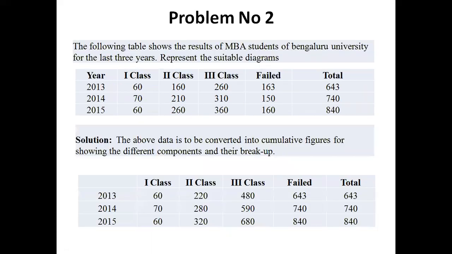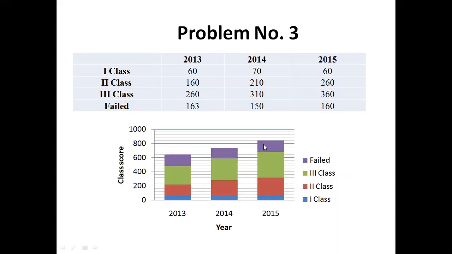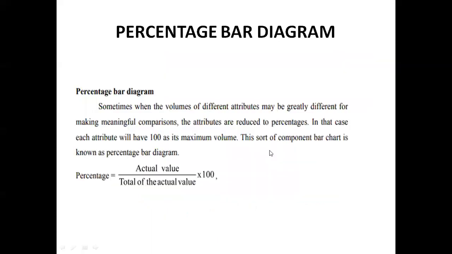So height should always be based on the total. This is 643. Compared to 740, it is a smaller amount. So the length of the bar will be smaller compared to this, and then compared to this it will be smaller, and this is the longest bar. So that is the forward. So this is the second problem.